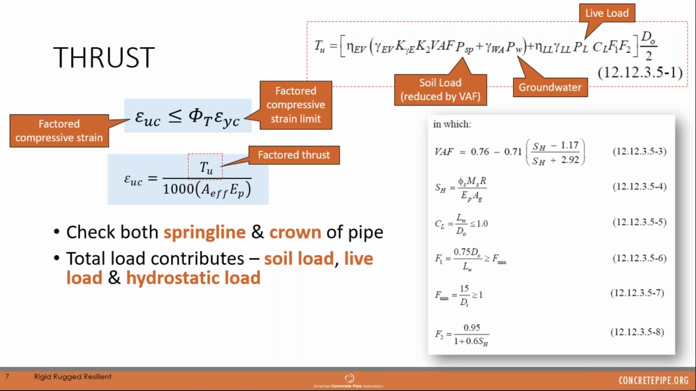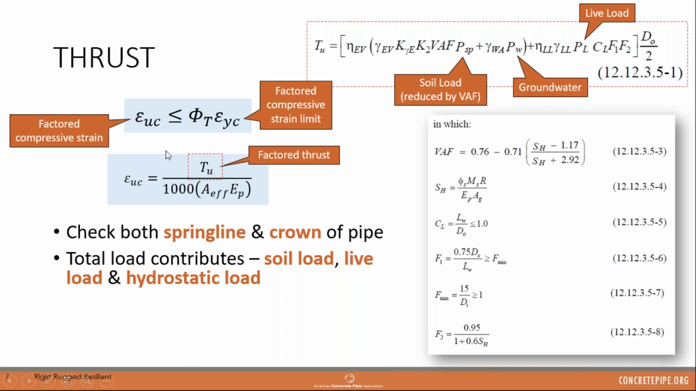And since thrust can occur at various locations around the circumference of a pipe, we need to do that calculation for both the spring line of the pipe and the crown of the pipe. So this thrust is basically the force that's going to be transferred by those loads into the wall of the pipe, and you can imagine that force going all around the circumference of the pipe and compressing those sections.